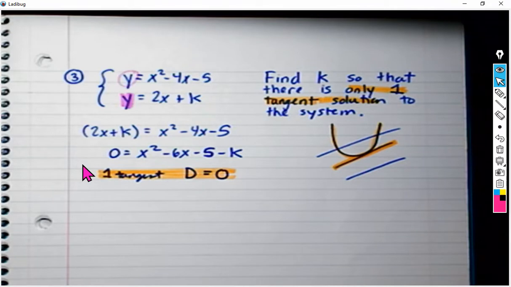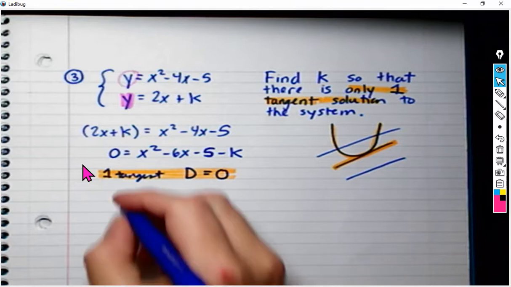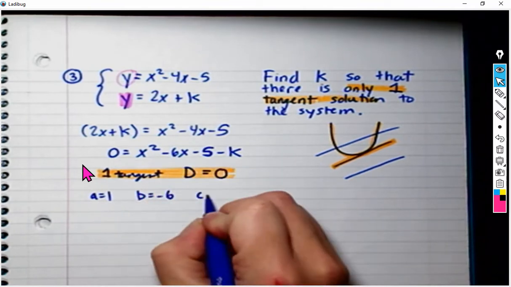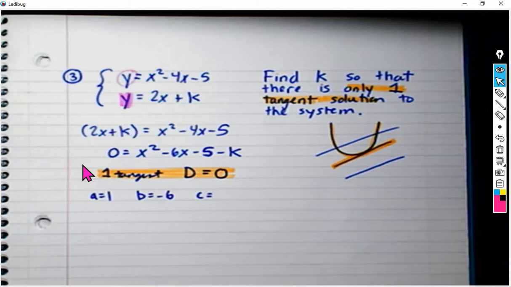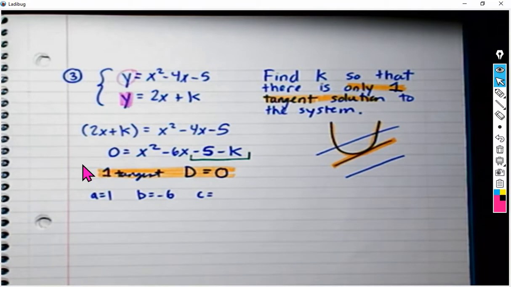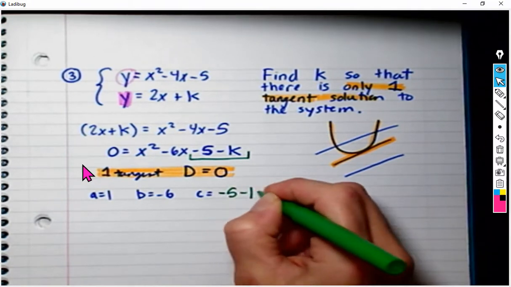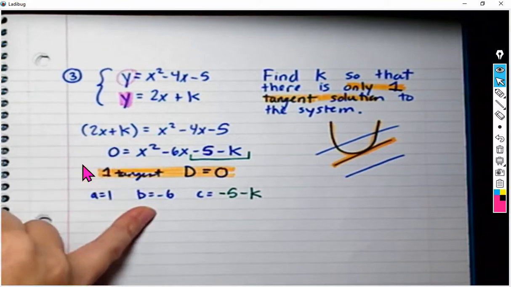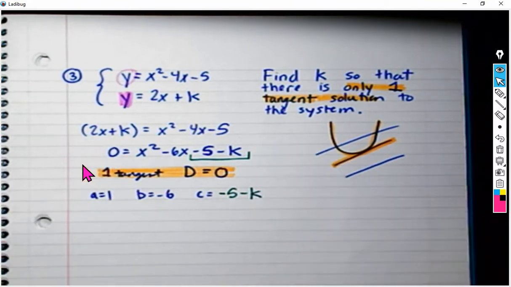I don't know how else to solve this. The discriminant is 0. So if A is 1 and B is -6, C is whatever the number is. This whole thing is C: -5 minus k. Right? C is always the number on the end. A is in front of x squared. B is in front of x. C is whatever else is there. That's how you find a tangent solution.